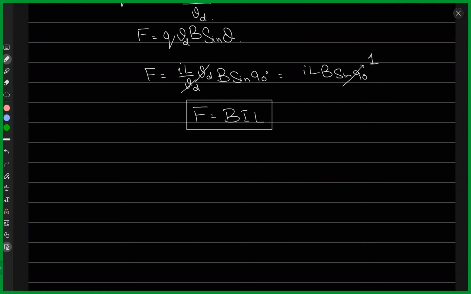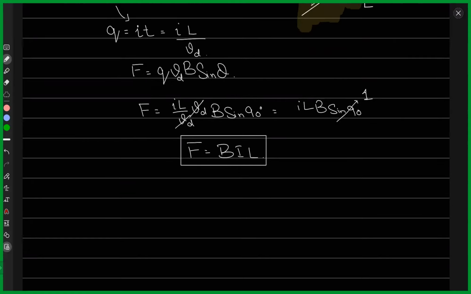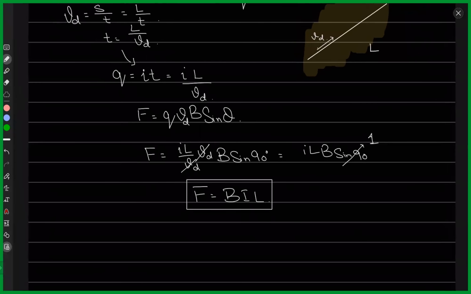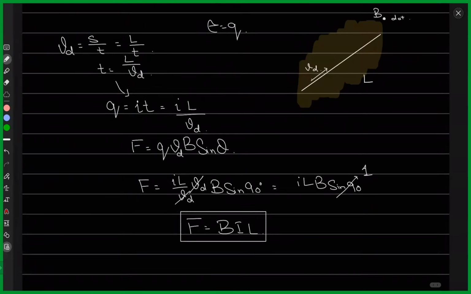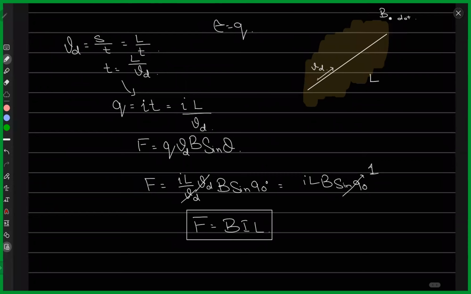Basically, the electrons are moving perpendicular to the direction of the magnetic field, right? If you look over here, the magnetic field is out of the page, and the electrons are moving perpendicular to that, in the right direction. Now the force is exerted by this perpendicular component only. The other component does not contribute to the magnetic force, because the magnetic force is always perpendicular to the direction.